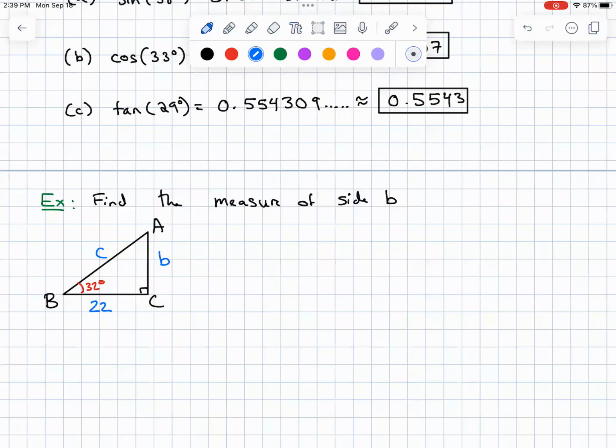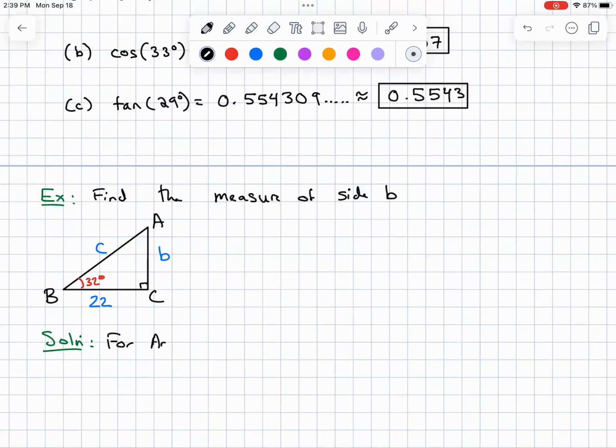So for angle B, solution: for angle B, what is the opposite side? Lowercase b. The adjacent, 22. And the hypotenuse is C. That's right. So, SOH CAH TOA, which trig ratio would be useful here?